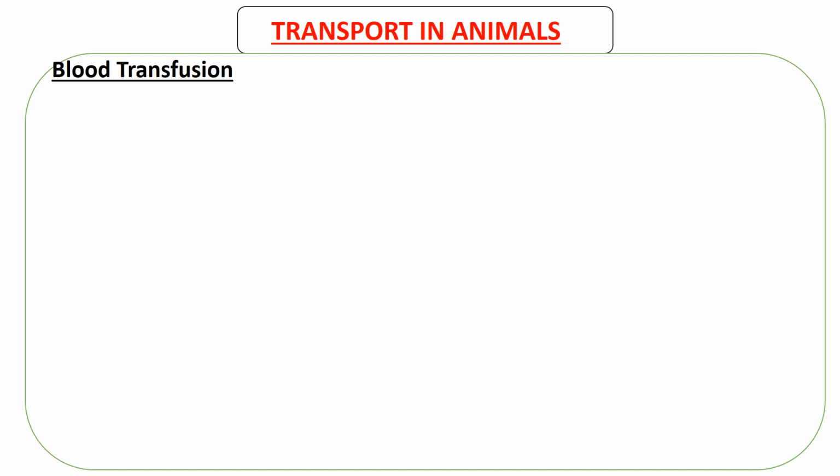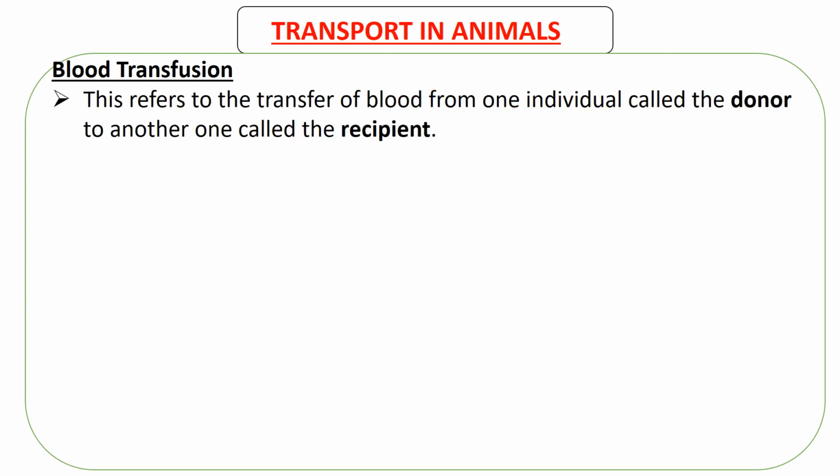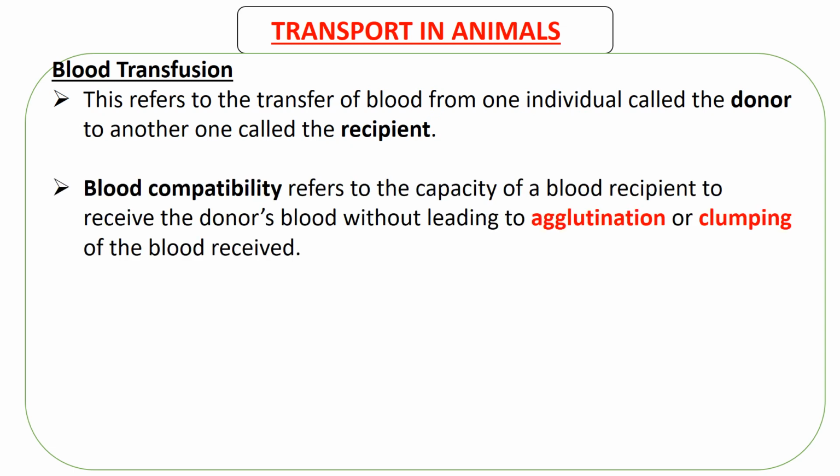Next we look at blood transfusion. This refers to the transfer of blood from one individual called the donor to another one called the recipient. Before any blood transfusion can be done, there is a test that has to be done, called blood compatibility, which refers to the capacity of a blood recipient to receive the donor's blood without leading to what is called agglutination or clumping of the blood received.